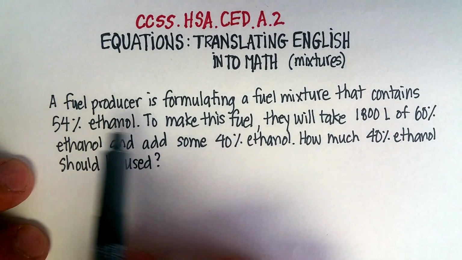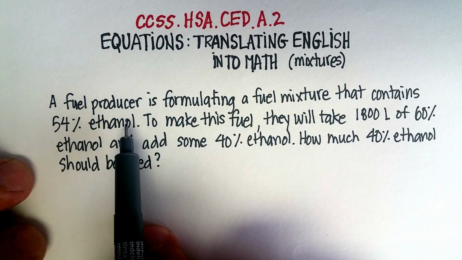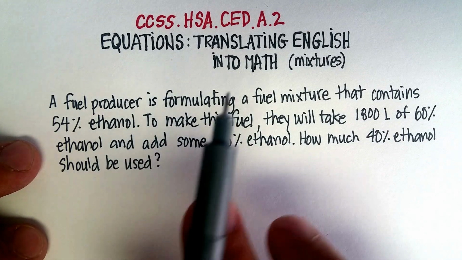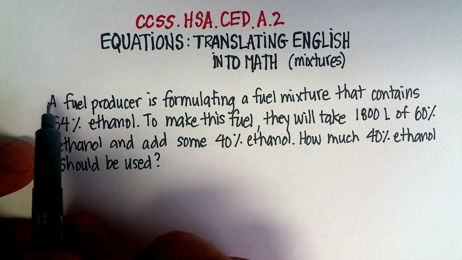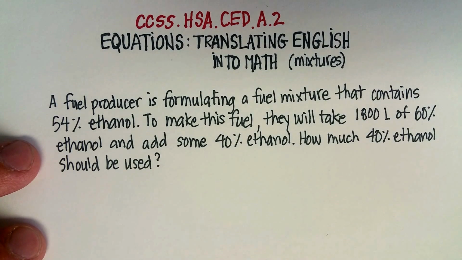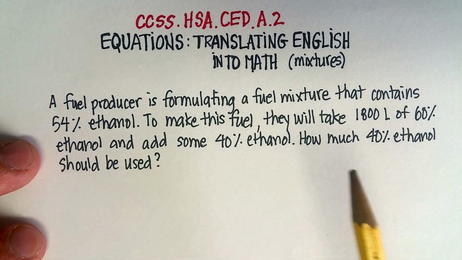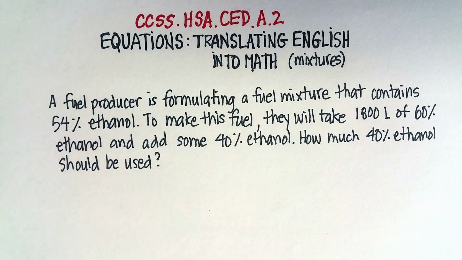Now, whenever I do these, I take each of these sentences to give us information. And a lot of times a sentence is itself an equation, but in this case, maybe not. But that's just kind of a nice rule of thumb. And I usually cross things out as I translate them. Okay, so let's just take a look at this first one. It says that a fuel producer is formulating a fuel mixture that contains 54% alcohol.